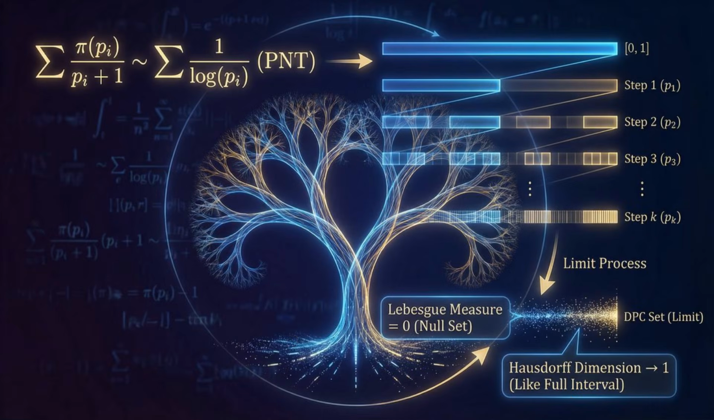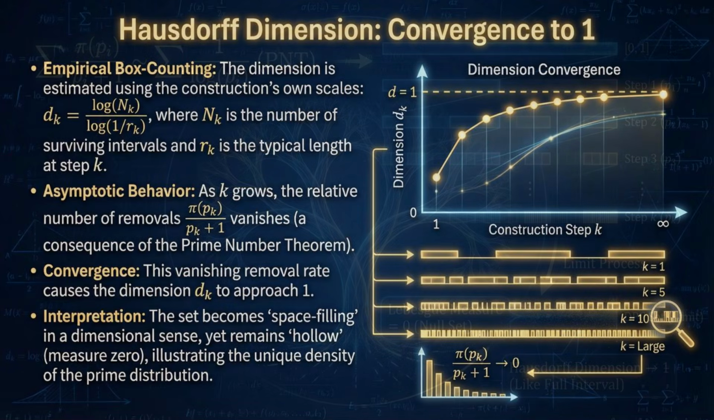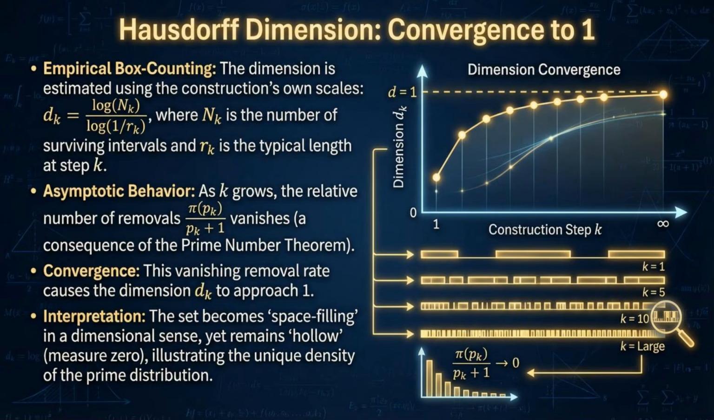As the construction steps progress to the limit, the Lebesgue measure becomes 0, while the Hausdorff dimension approaches 1, indicating a highly dense yet hollow set. The Hausdorff dimension converges to 1 due to the vanishing removal rate, a consequence of the prime number theorem. This set is, quote, space-filling dimensionally but remains hollow in measure.